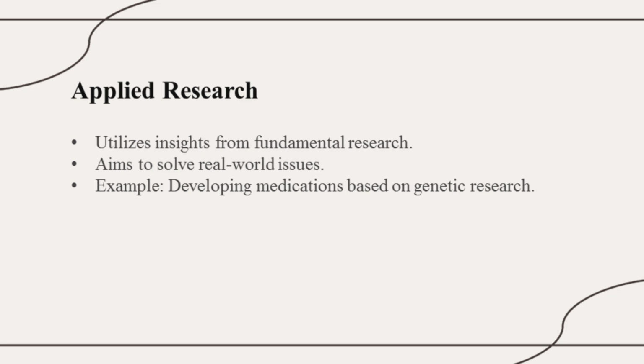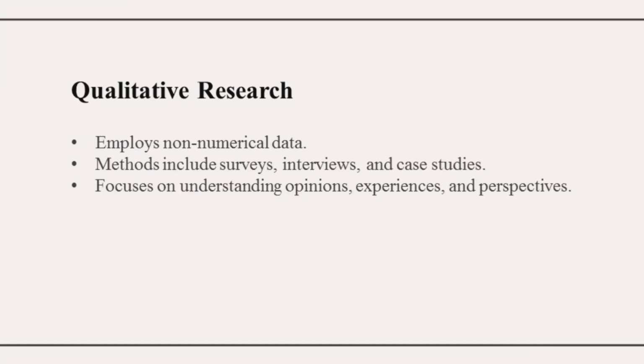So this is an example for an applied type of research. Next is qualitative research. Qualitative research employs non-numerical data like surveys, interviews and case studies to understand people's opinion, meaning, experiences and perspectives. So in qualitative type of study, we will not be using any numerical type of data. Instead, we focus on understanding how a person is feeling or what are the people's opinion or what are their kinds of meanings, their experiences and perspectives.